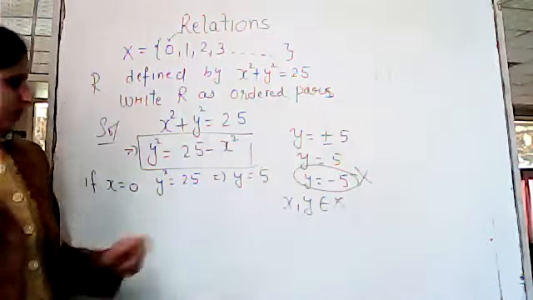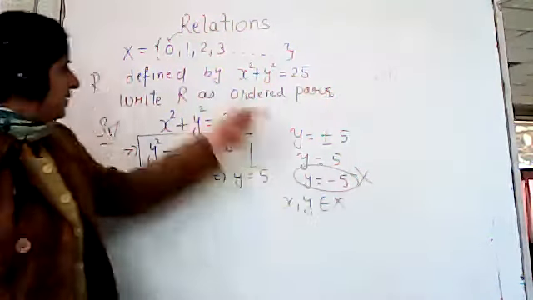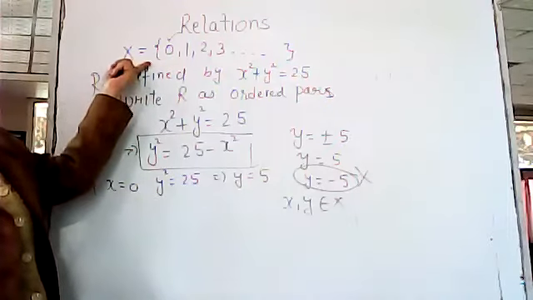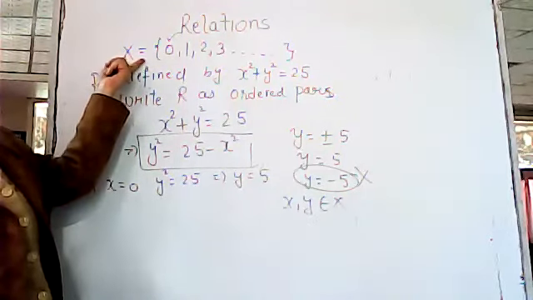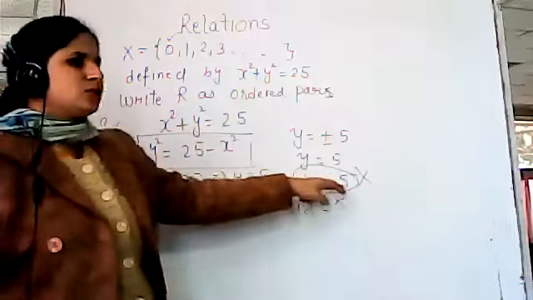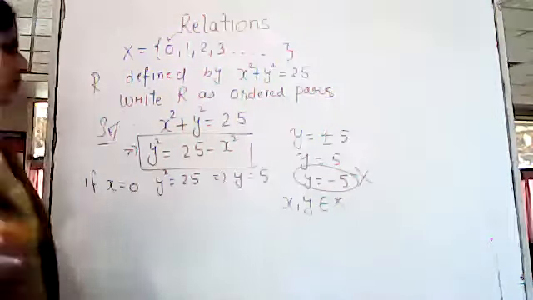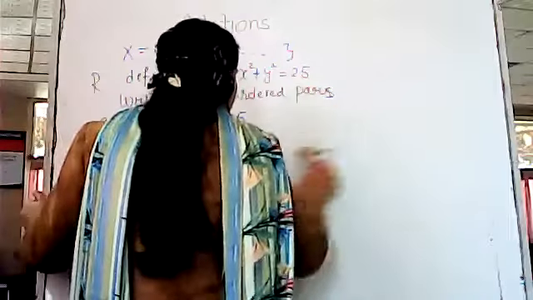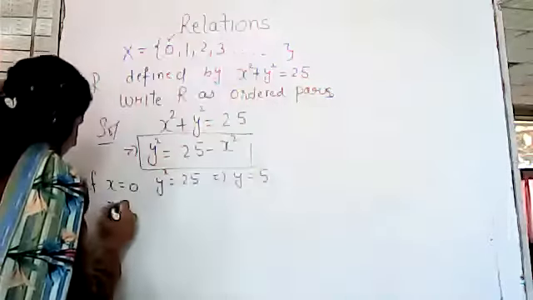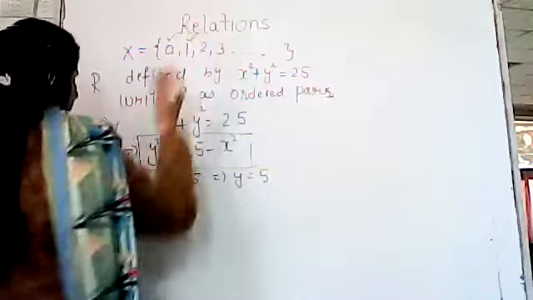Yes, ma'am. Because x and y are taken from set X, and X is basically a collection of only positive numbers. So that's why we are going to reject this negative number. So if x is equal to 0, the value of y is equal to 5. Now, what is the next possible value of x? This is equal to 1.